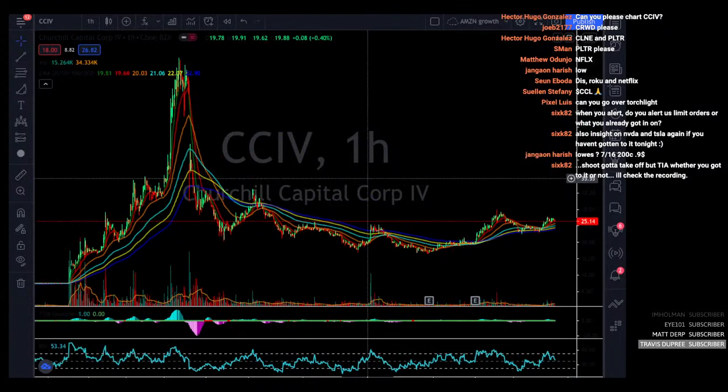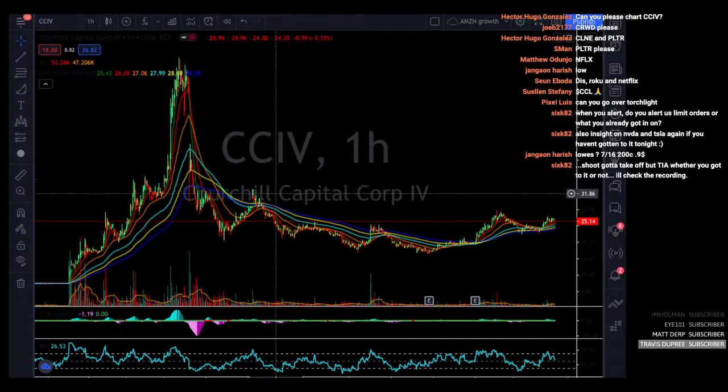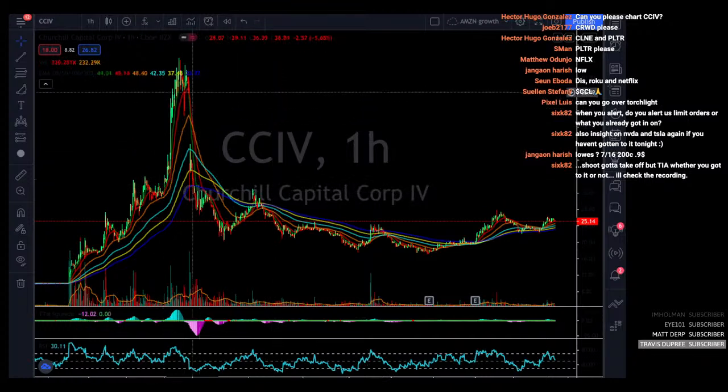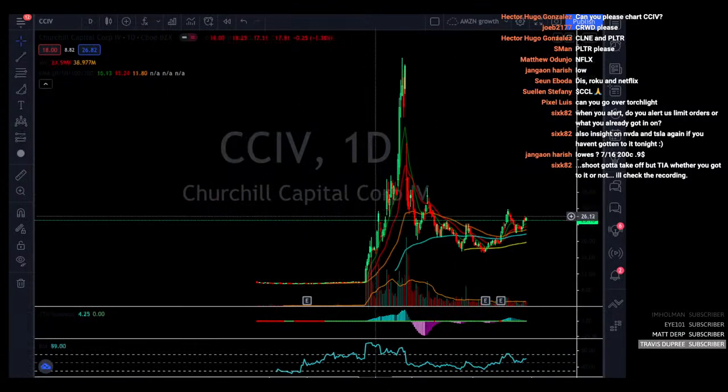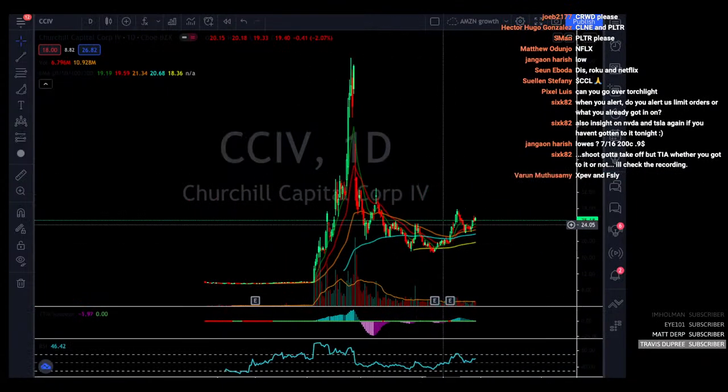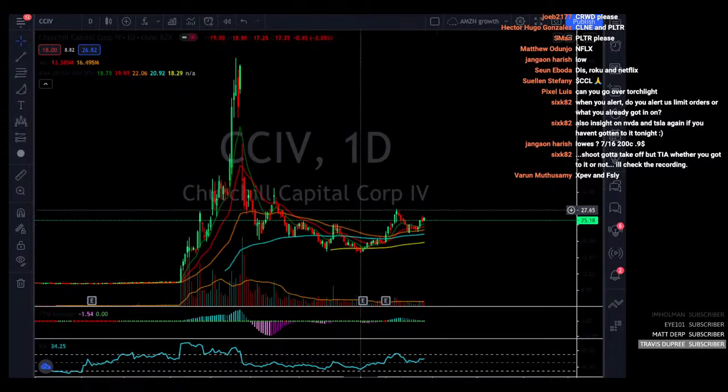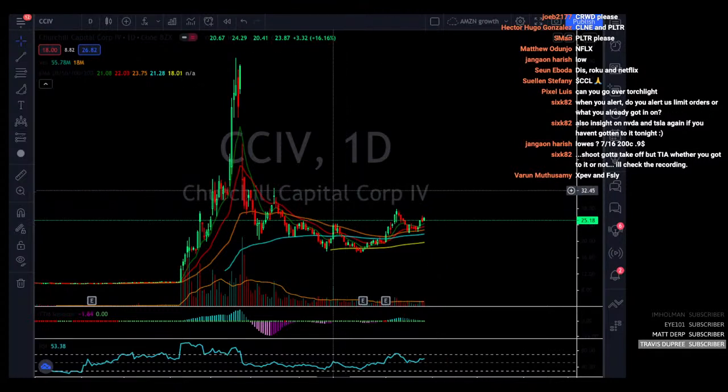And if we do go back to $33, this is like that official resistance before we can fill this gap all the way up to $60. So what's my plan on CCIV? Well, it really depends on the news, because depending on the news, that's where CCIV is going to go. Technical analysis doesn't really matter in this situation, because the news can easily break CCIV out.